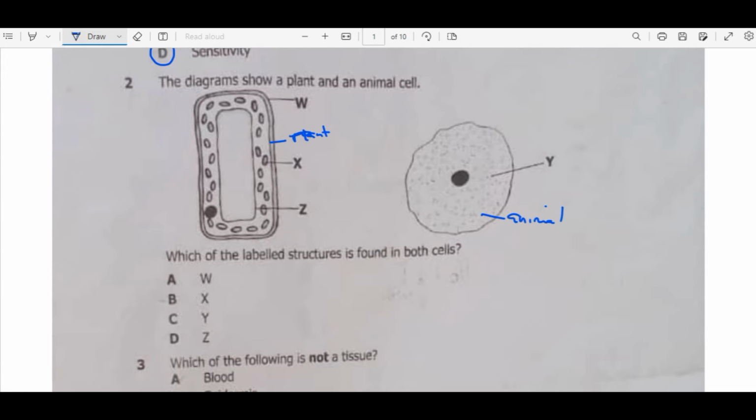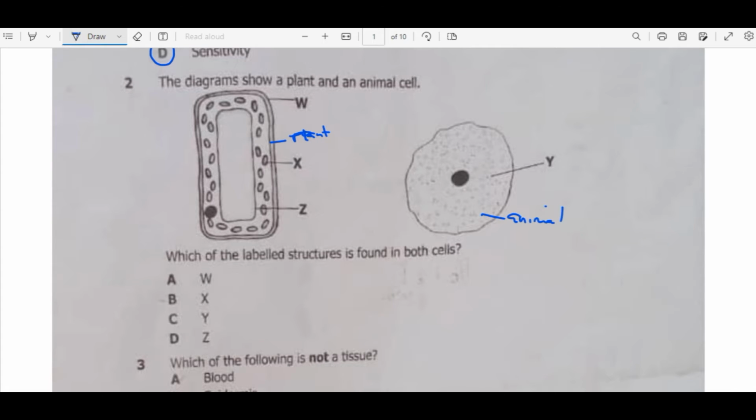Apart from that, we have X. X is the chloroplast. That is the structure in which photosynthesis takes place. You will not find it in animals. And then apart from that, we have Y. Y is cytoplasm.